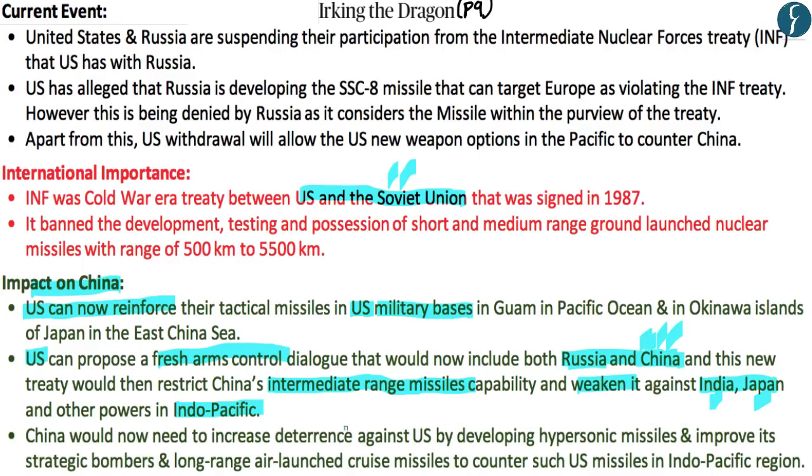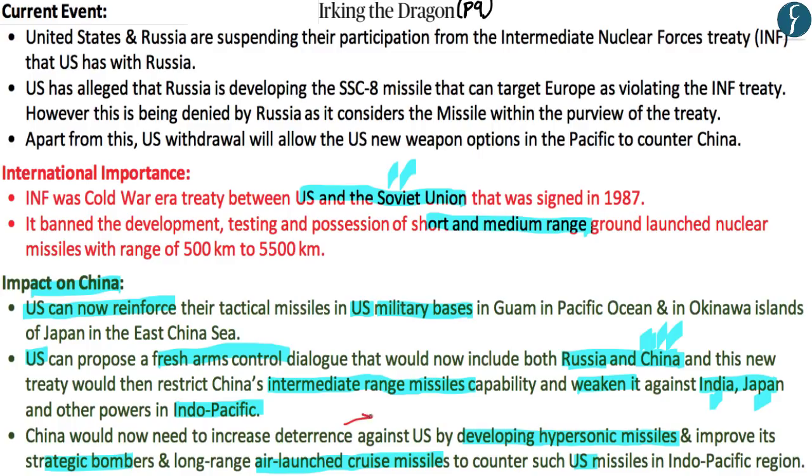Now, the third and the final impact on China that this article has highlighted is that China would now require to develop hypersonic missiles and improve its strategic bombers and long-range air-launched cruise missiles to counter the short and medium-range missiles which the United States can now form.